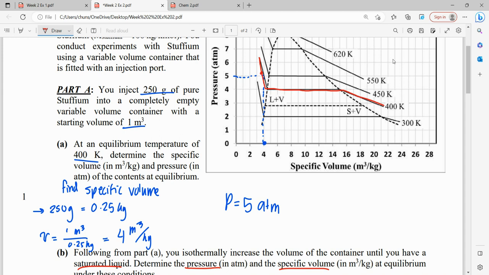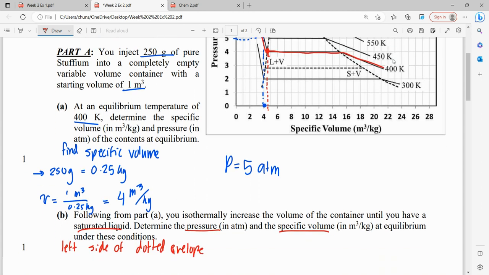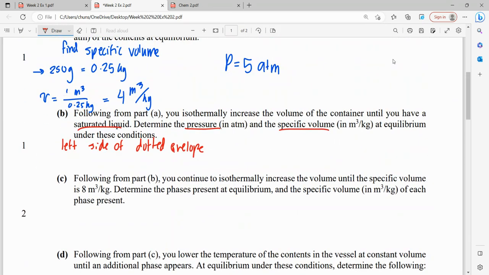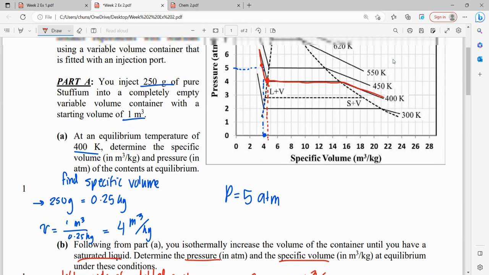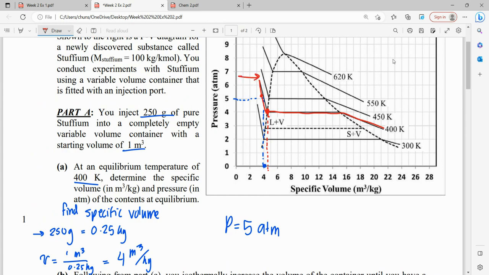So we're going to trace it until we intersect with the dotted envelope line on the left, which is where we're going to have our saturated liquid, and that's about 4 ATM. If we read down, that's like 4.5 specific volume. So specific volume is 4.5, and our pressure, which we read, was about 4 ATM. Right, and we're increasing the volumes. That's why we read going that way.